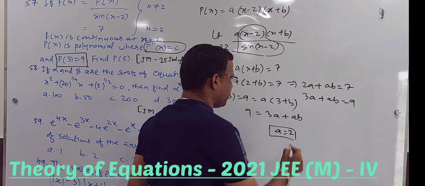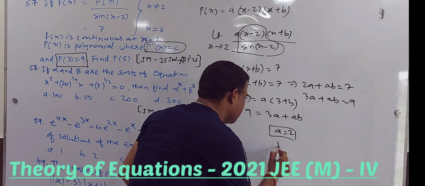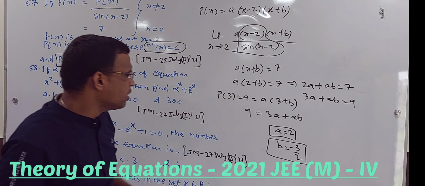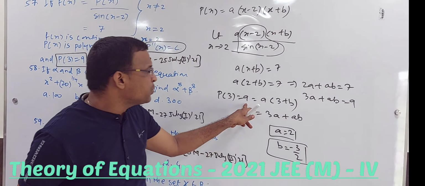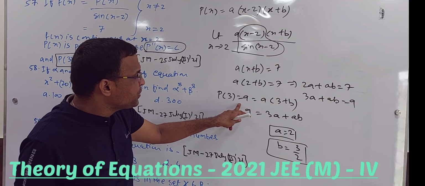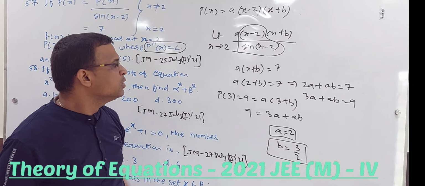So once I got a equal to 2, b is 9 by 2 minus 3 by 2. Yeah, I'm a little quicker for the calculation part. I hope that this is fine. Let me just confirm it. 9 by 2 is 4.5, minus 3 is 1.5. So that is your b value.